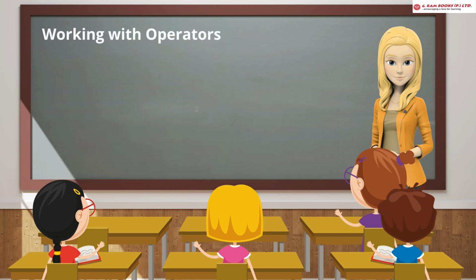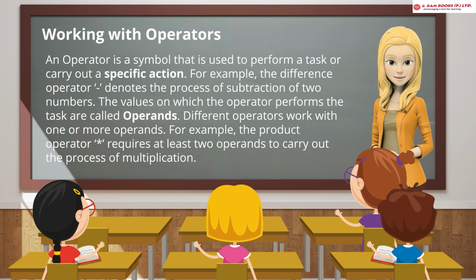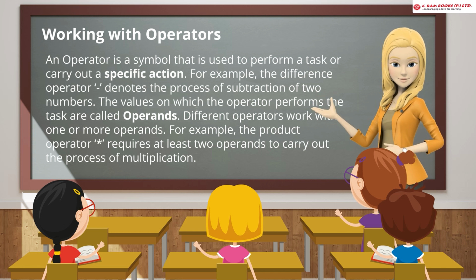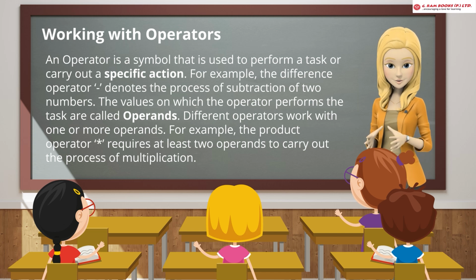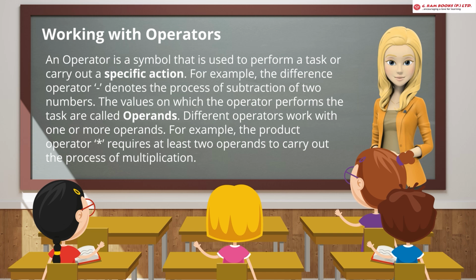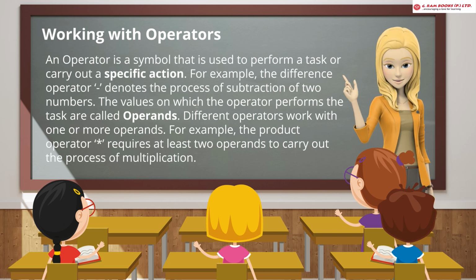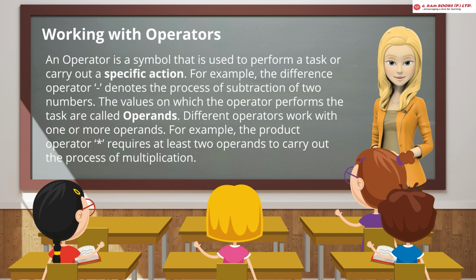Working with operators. An operator is a symbol that is used to perform a task or carry out a specific action. For example, the difference operator denotes the process of subtraction of two numbers. The values on which the operator performs the task are called operands. Different operators work with one or more operands. For example, the product operator requires at least two operands to carry out the process of multiplication.